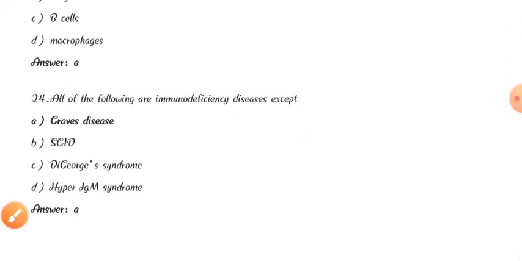Now this one is the last question in this class. All of the following are immunodeficiency diseases except Graves' disease. So option B, SCID, option C, DiGeorge syndrome, option D, hyper IgM syndrome. So except option E, Graves' disease, all are immunodeficiency diseases.